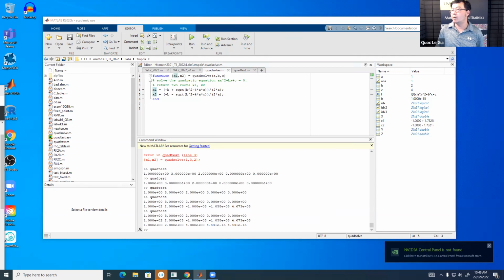Square root round to be, yes, you see, in this case, because B and the square root of B squared minus 4AC are close to each other, right? So you got catastrophic cancellation. Okay, so now we have to fix it. So now how do we fix it?